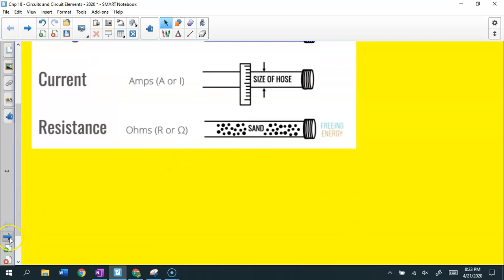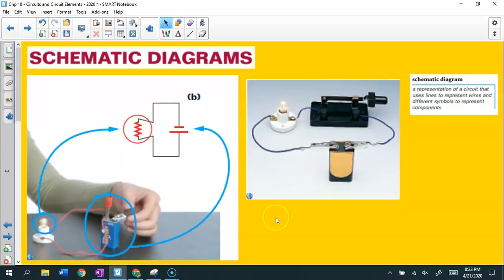In this lesson, you're going to be learning first about schematic diagrams. Perhaps you've seen a diagram like this before. It's a very simple setup, and I'm going to show you this in a live way in a little bit. This student is connecting a battery to a switch, then the switch goes to a bulb, and the electrons flow back to the battery itself.